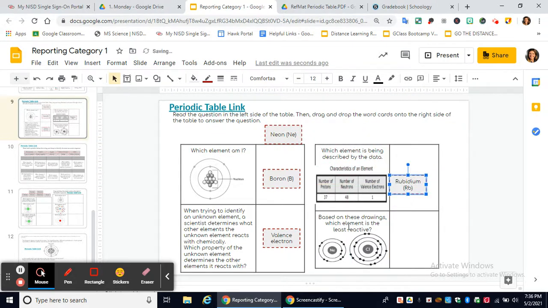And then based on these drawings, which element is least reactive? Remember, if you have a full outer shell with 8, it means you are not reactive, you're least reactive. So 2, 4, 6, 8. Neon is a gas, and we know that neon, being a noble gas, is unreactive. If you look at chlorine here, chlorine has 2, 4, 6, 7. It's highly reactive because it just needs 1 more valence electron to fill that shell. Okay, group 17.